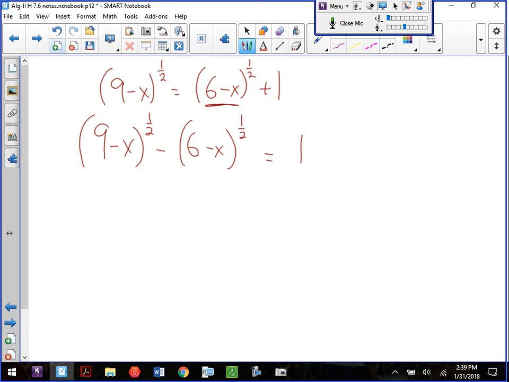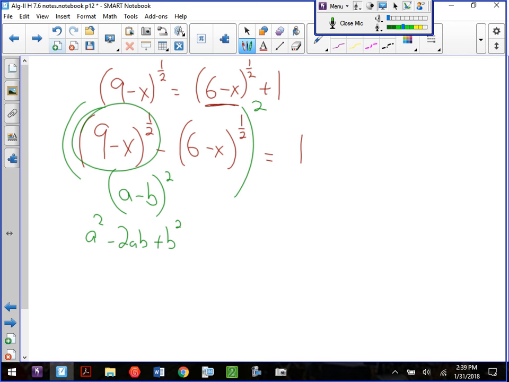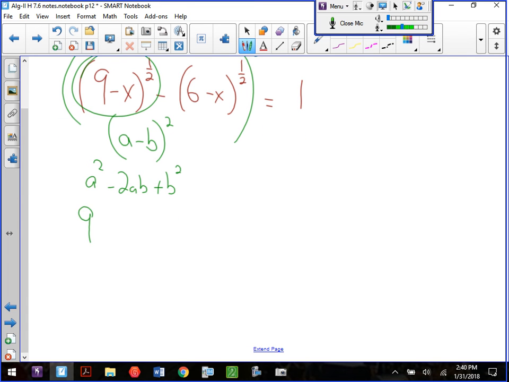Now, when you go through this, I want you to remember this. When you square this, this is the same idea as a minus b quantity squared. You get a squared minus 2ab plus b squared. Where this is a. Well, what's a to the half squared? A. What's b to the half squared? B. So what happens here is that first of all, you'll get 9 minus x, and then you'll have plus 6 minus x at the end. There's your a squared and your b squared. The middle, you're going to get 2 times 9 minus x to the half, times 6 minus x to the half, and 1 squared is 1.